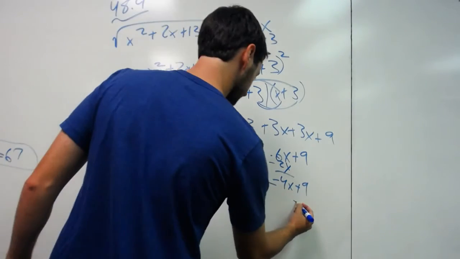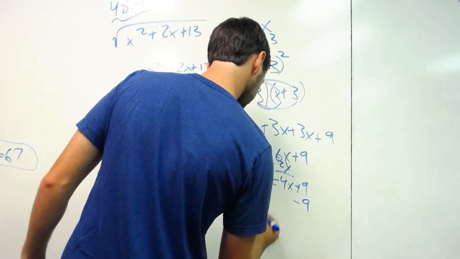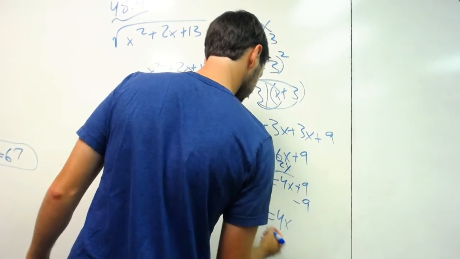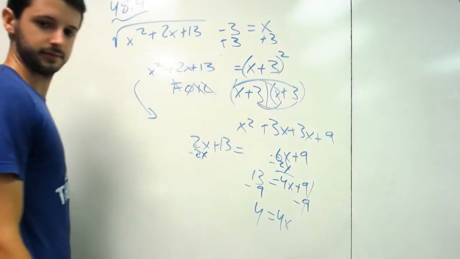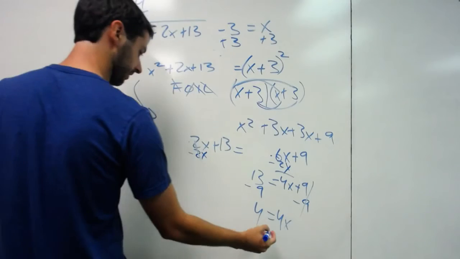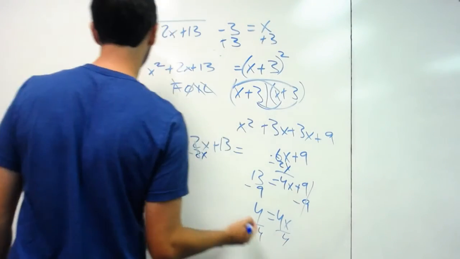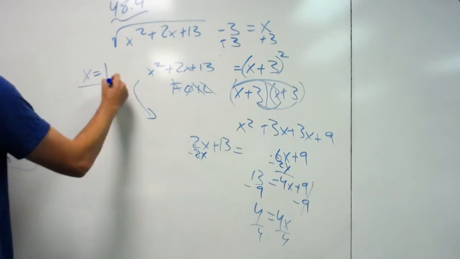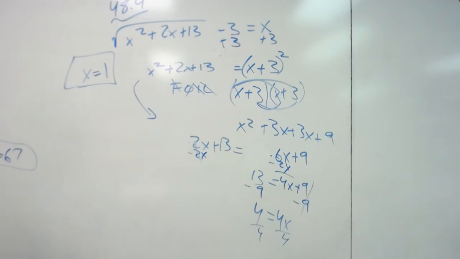Subtract 9. 4 equals 4x. So therefore, when you divide by 4, x equals 1. Did all of that for x to equal 1. It's always fun. And if you plugged it in, you would find that that works. So that is all there is to lesson 48 in solving for radical equations.